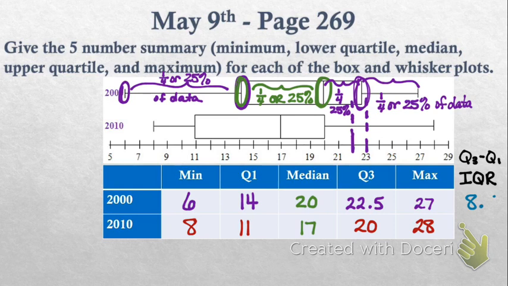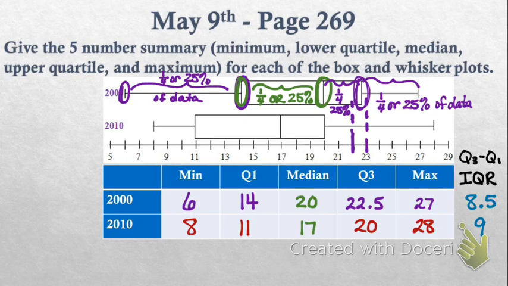8.5. What about for 2010? 9. Because we're going to do 20 minus 11. And so we get 9 there. So far, so good? Okay.